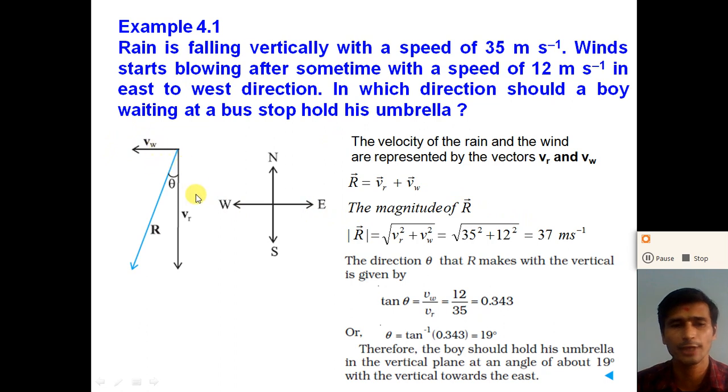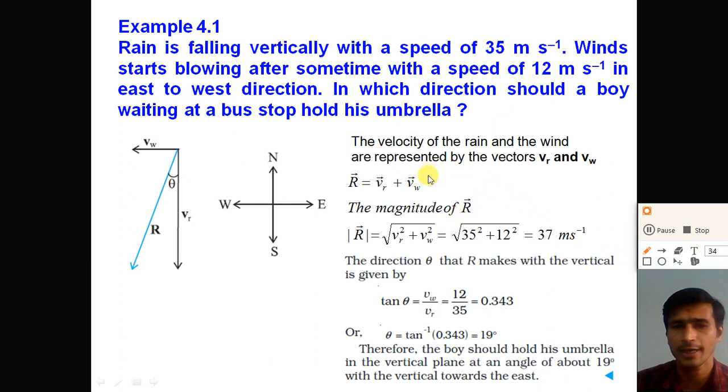So Vr is the velocity of the rain and Vw is the velocity of the wind, right? If we want the resultant vector of these two vectors Vr and Vw, the resultant vector is in this direction, and the umbrella should be held at an angle theta with the vertical direction. So the resultant vector R is equal to Vr plus Vw. The velocity of the rain Vr is 35 and it is in the downward direction, so we can write it as minus 35j.